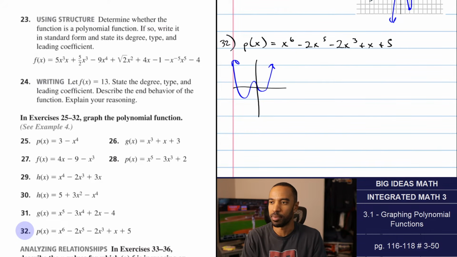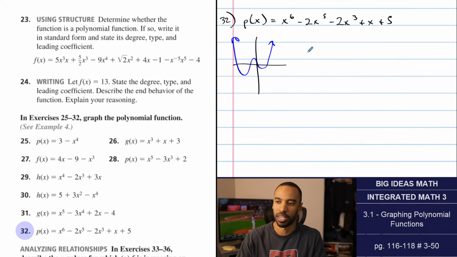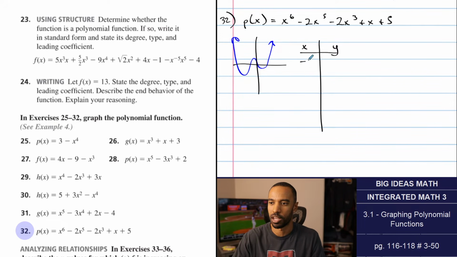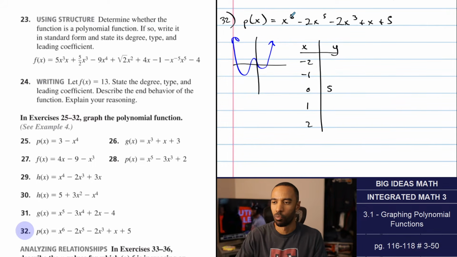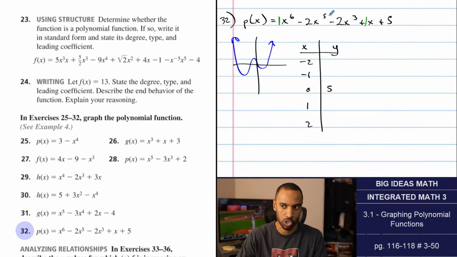I know the plus 5 means it's got a y-intercept there, but let's plug in our esteemed numbers, -2 to 2. See if it's enough for our needs. Plug in 0, you get 5. Plug in 1, we get, literally guys, this is just the coefficients. If you haven't learned yet, it's this. I'm going to put these ones here. It's 1 minus 2 plus 1 plus 5, because 1 to the 6 is just 1, 1 to the 5th is just 1. So 1 minus 2 is -1, minus 2 is -3, plus 1 is -2, plus 5 is 3.